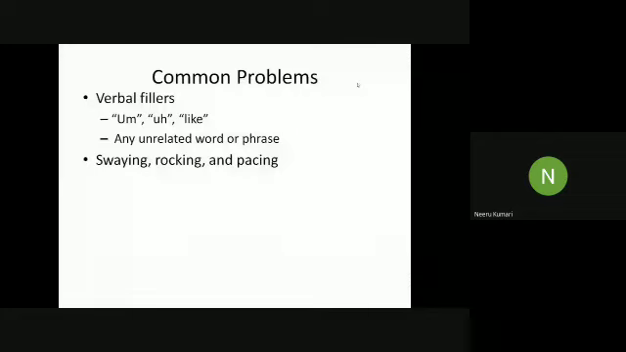Unnecessarily swaying, moving your legs, shaking your hands, rocking yourself, pacing here and there. You need to understand, as a presenter, you must have complete control over your body first. If you can control your body, certainly you can control even your audience in a better way. Hands in the pockets: complete no-no.